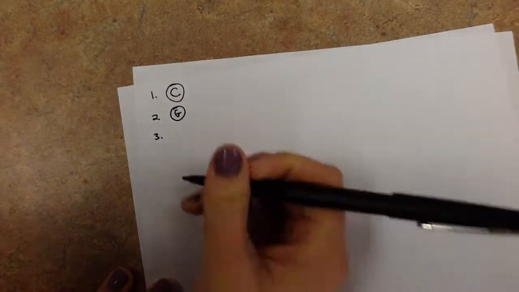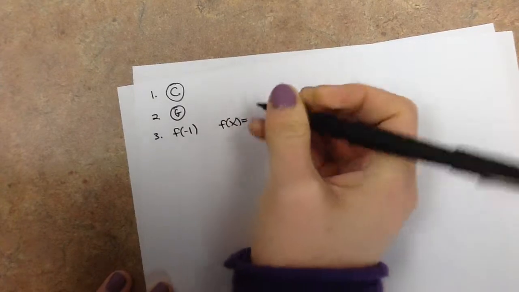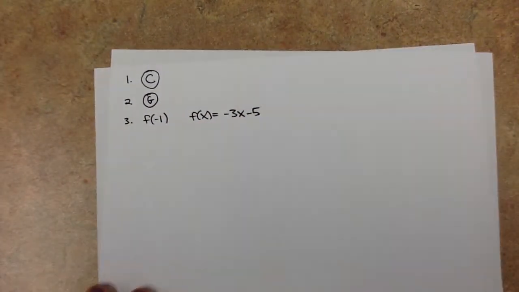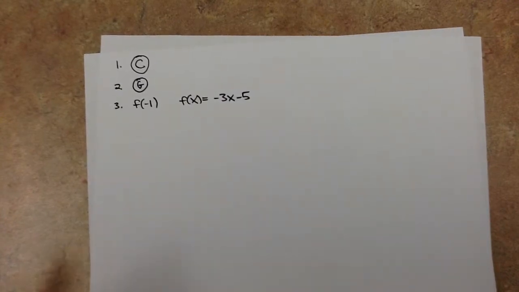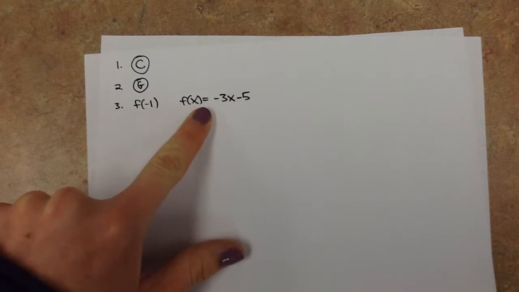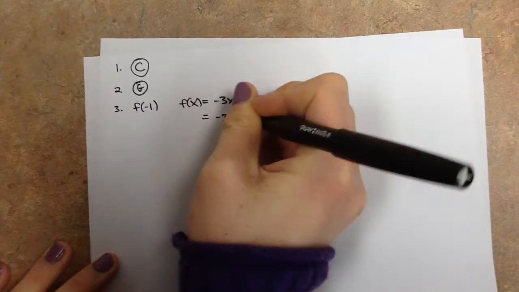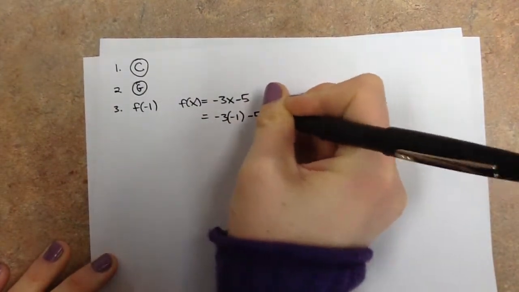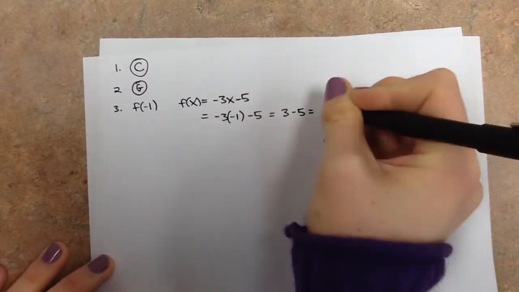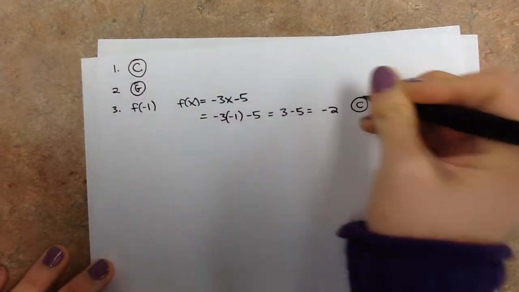Okay, next one. Find f of negative 1 if f of x equals negative 3x minus 5. So this is some function stuff. This is the first time that we've seen this f of x notation, and we've been doing this for a while, so hopefully this is pretty easy. F of negative 1 means I take this function right here, and I replace every x with a negative 1. So we've got negative 3, replace the x with a negative 1, and then minus 5. So negative 3 times negative 1 is 3 minus 5. And that leaves me with negative 2. And negative 2 would be letter C.